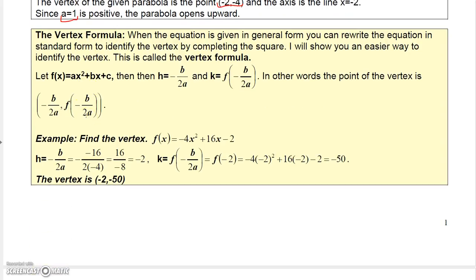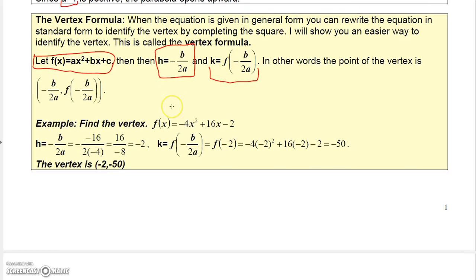We also talked about before that if the parabola is given to you in this form, you can find the vertex. The h value of the vertex, or the x value of the vertex, can be found by the formula minus b over 2a, and then you can find the k value, which is actually the y value of the vertex, by plugging that number back into the function.